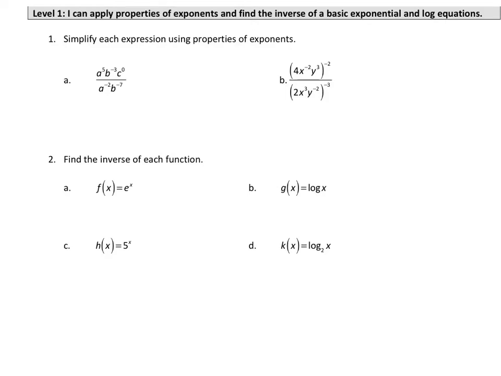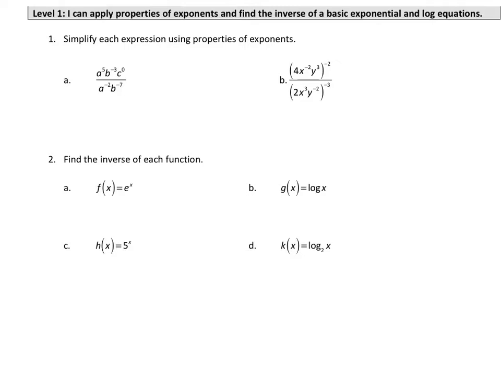In level 1, we will be reviewing properties of exponents and inverse properties of log and exponential equations. In this first example, feel free to try A and B on your own. This is review of exponent properties. I will go through it too.